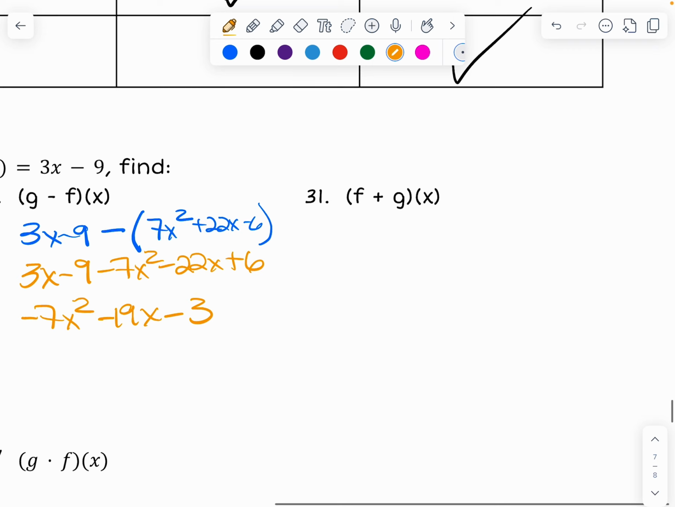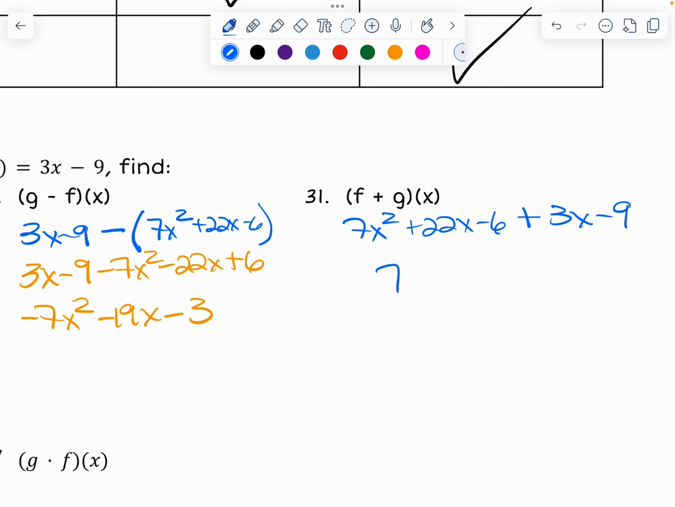Okay, this one, we're adding them together. So the f is 7x squared plus 22x minus 6, and we're adding that to 3x minus 9. So 7x squared plus 20, nope. Oh no, that was right, 25x minus 15.